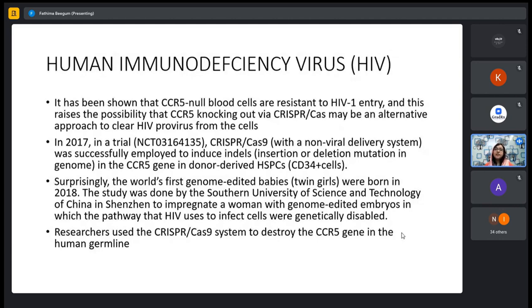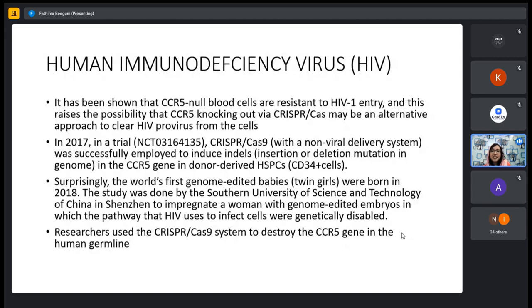Then surprisingly, the world's first genome edited babies, that was twin girls. They were born in 2018, and the study was done in the Southern University of Science and Technology of China in Shenzhen. They impregnated a woman with genome edited embryos in which the pathway that HIV uses to infect has been genetically disabled. So they just impregnated the woman, and as a result, they formed an embryo which is HIV resistant.